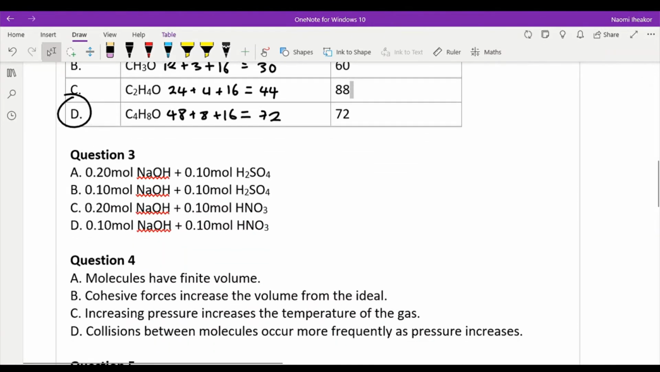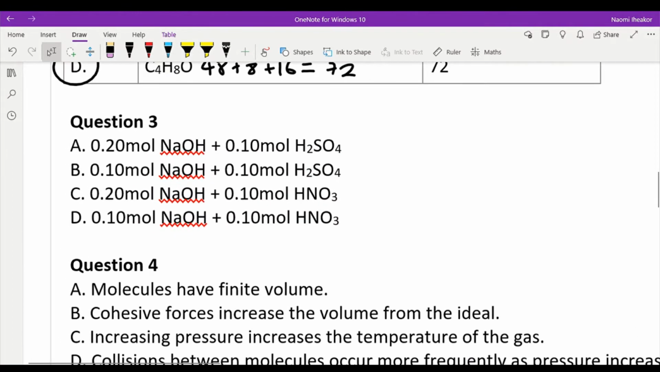Let's move on to question 3. The question was, in which mixture is sodium hydroxide, or NaOH, the limiting reagent? Now, in order to determine the limiting reagent, we first need to know what is required of us. So we need to know the chemical equation. So we can see that there are 2 chemical equations going on. We've got NaOH plus sulfuric acid. And then for C and D, we've got NaOH and nitric acid. So we need to figure out those balanced equations before we can figure out in which option sodium hydroxide is acting as a limiting reagent.